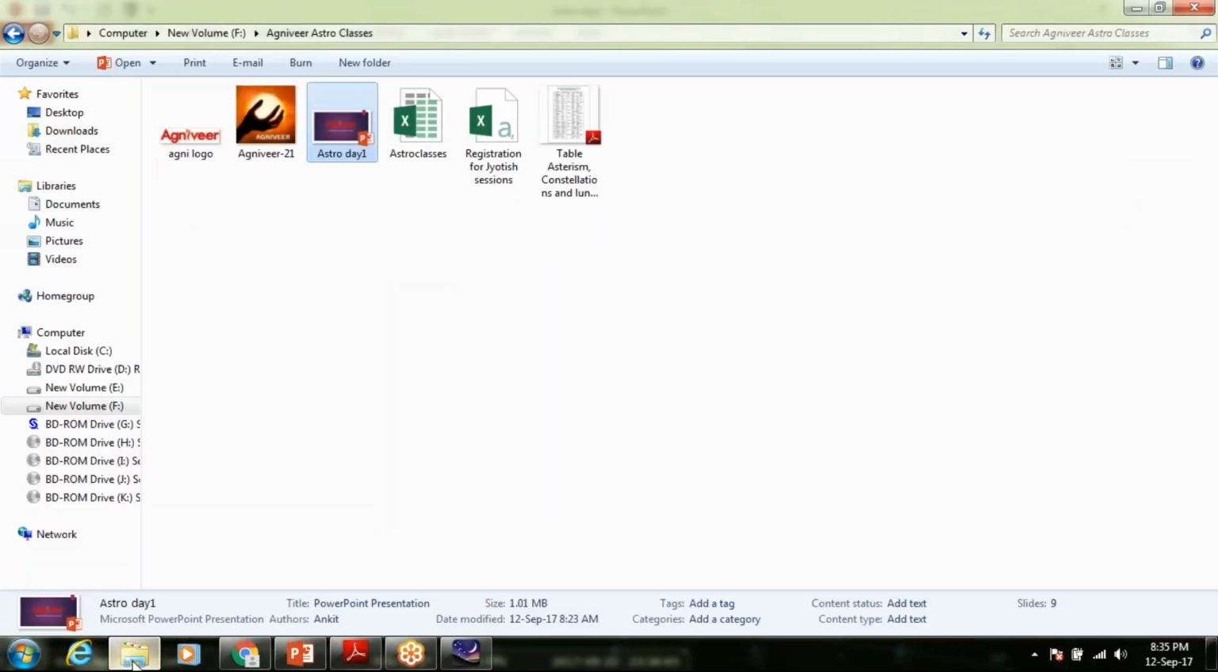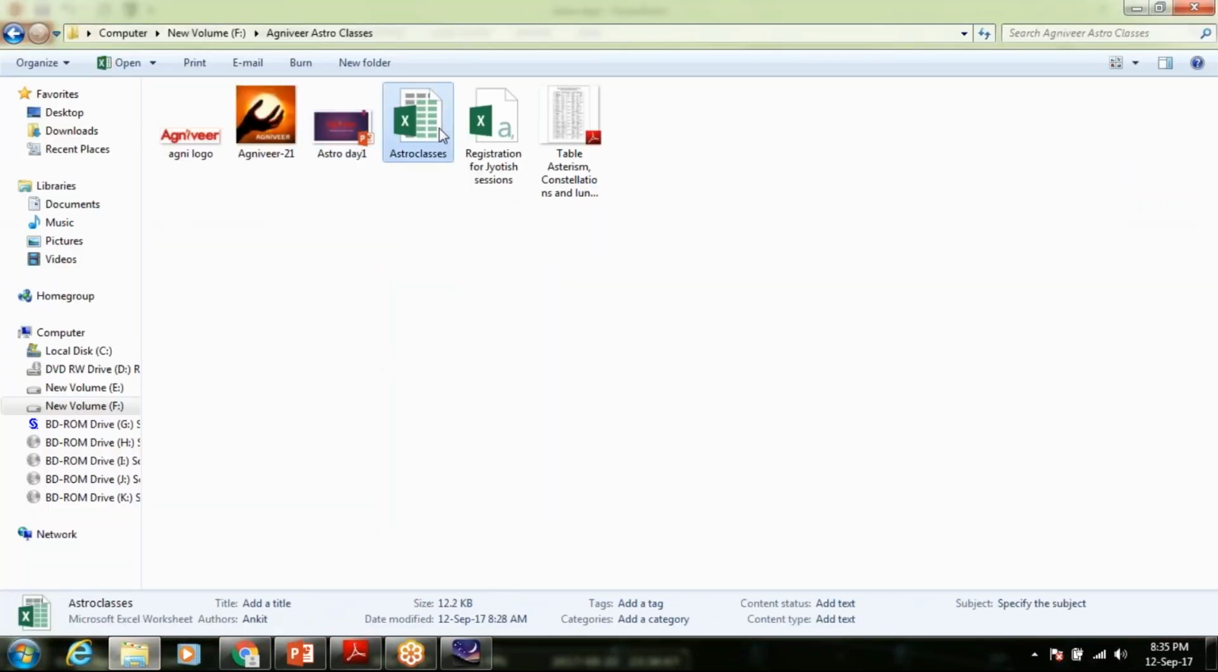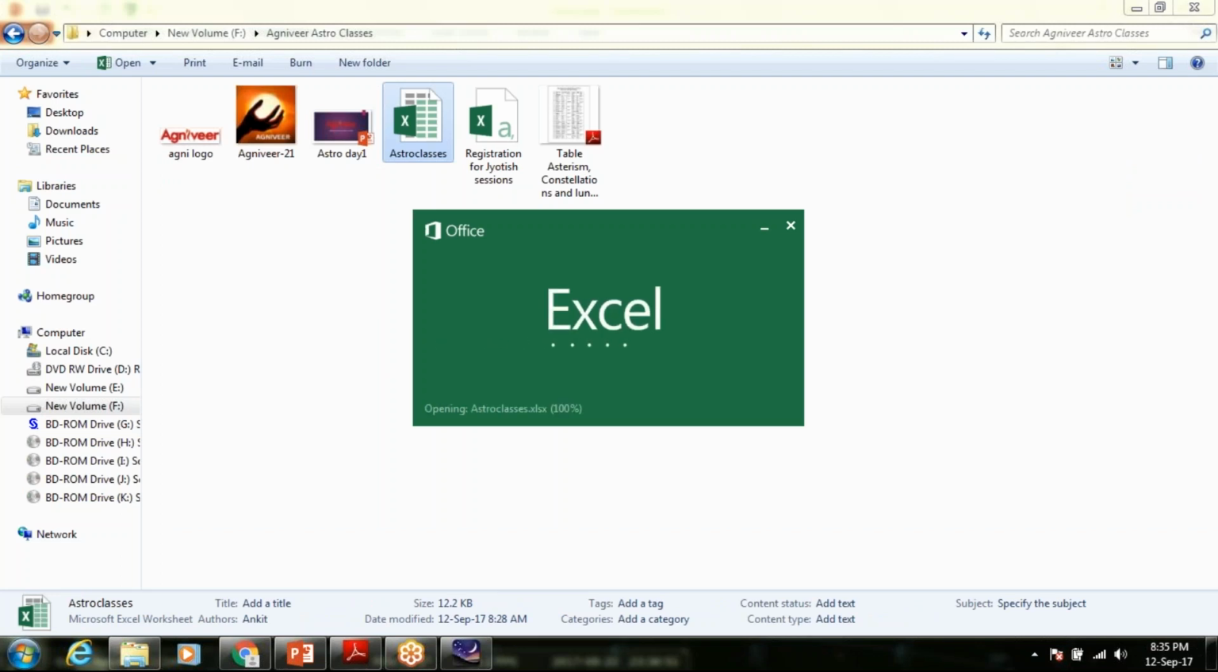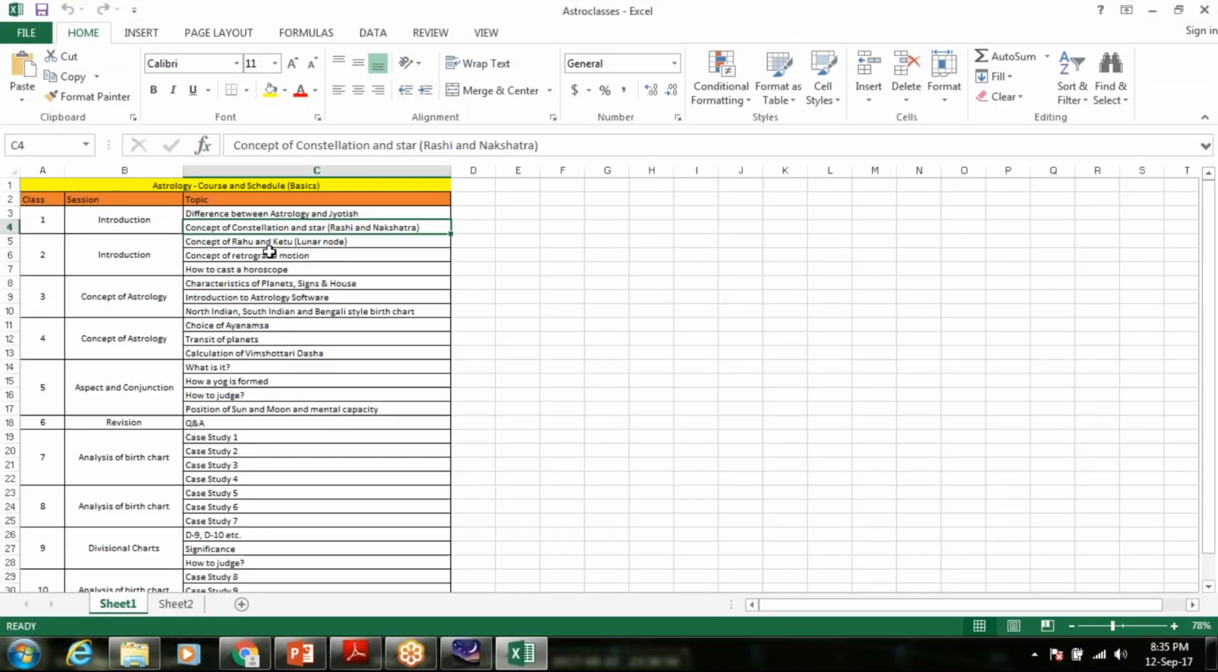So let me see. Outlines. I've made some plan actually. This would be the structure. The concept of constellation and star that I have covered today, and the basic difference between astrology and Jyotish. Next, I will be talking about more on Rahu and Ketu, what it is actually. What do you know about this, Rahu and Ketu? Any idea?